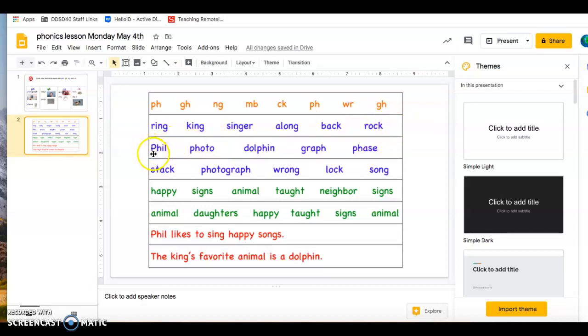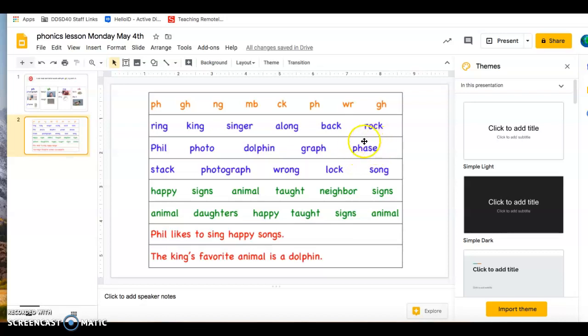Here we've got some words that have PH. Oh, look at this one. Sound it out. That's right, it's the name Phil, just like my husband. Look at this one. What's that word? That's right, photo. Look at this one. What's that word? That's right, dolphin. Look at this one. Let's sound it out together. Graph. Graph. What's the word? Graph.